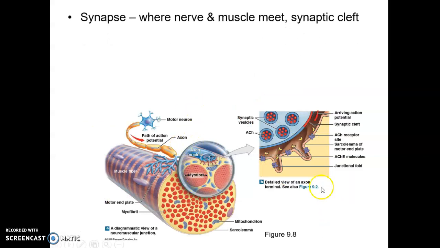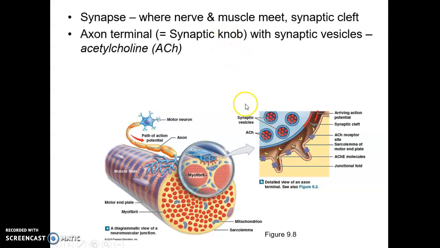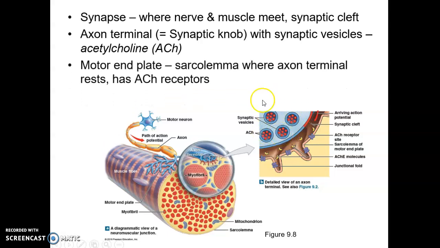So the synapse is the junction or the meeting of these two structures, axon terminal and the motor end plate. And the gap between the two, there's a thin little gap, is called the synaptic cleft. The axon terminal, or synaptic knob or terminal boutons, another name for it, contains synaptic vesicles with acetylcholine within them. The motor end plate, the modified sarcolemma, is highly convoluted and has receptors for acetylcholine.